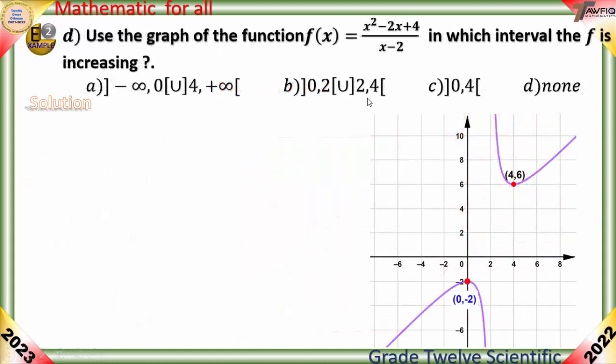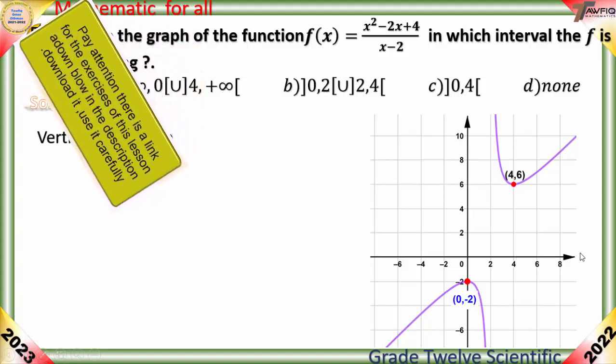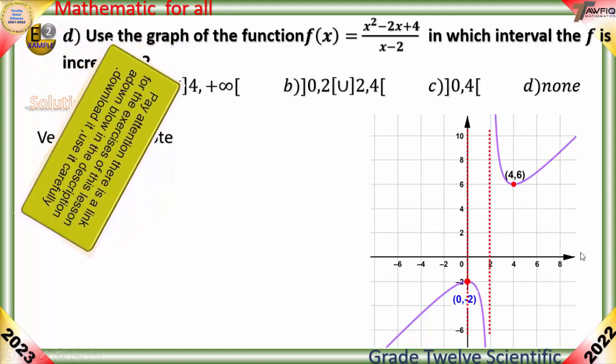And now, in which interval is f increasing? As you can see here, first of all, we must find the intervals. The first interval is from minus infinity to 0, and the second one is from 0 to 2, and the third one is from 2 to 4, and the fourth one is from 4 to positive infinity. Those are the intervals.